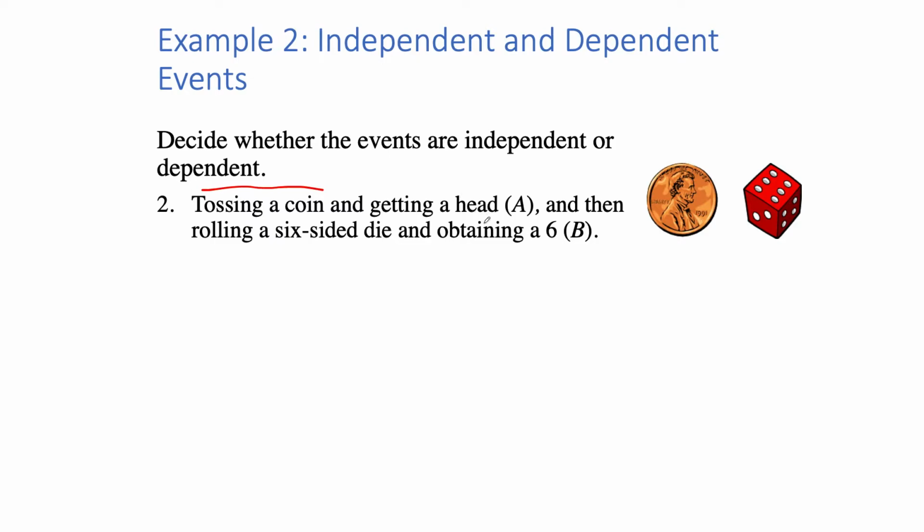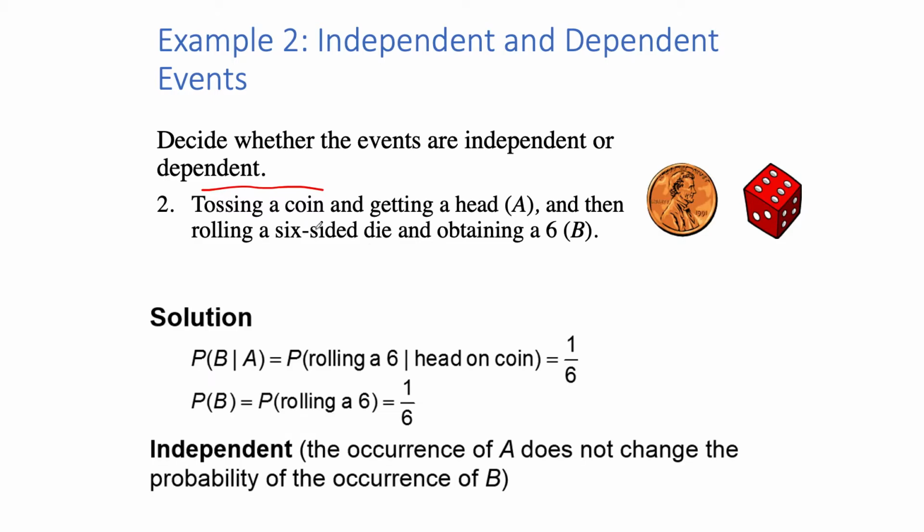Intuitively, straight away you can imagine that these two events should be independent. In a certain sense, tossing a coin doesn't in any way affect what will happen on the roll of the die. Both of these two things should be basically the same. So that's what we find. What is the probability of rolling a 6 on a die given that I got a heads on a coin?